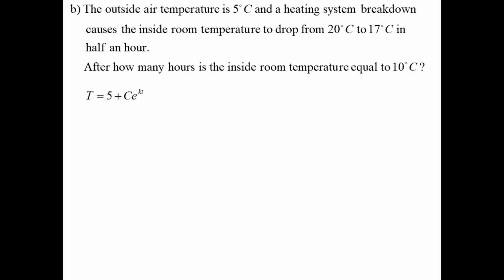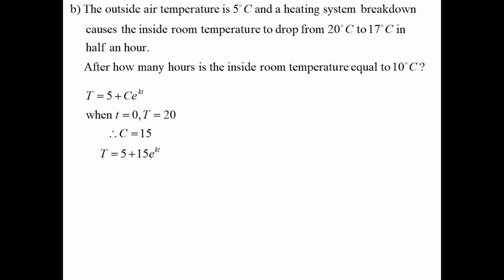T is now going to equal 5 plus Ce to the kt, because that horizontal asymptote, that barrier, the outside temperature, is 5 degrees. But our initial condition was the temperature was 20, so C must therefore be 15. So now I've got the formula to be 5 plus 15e to the kt.